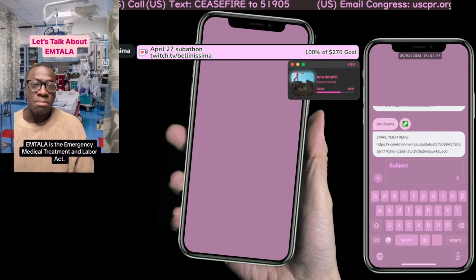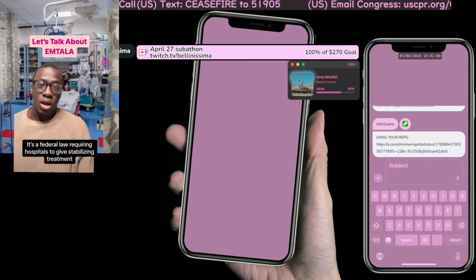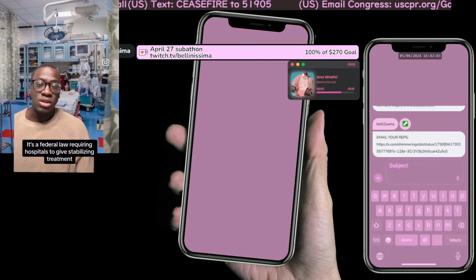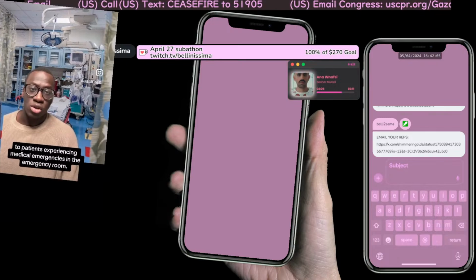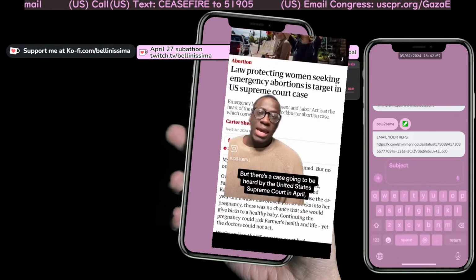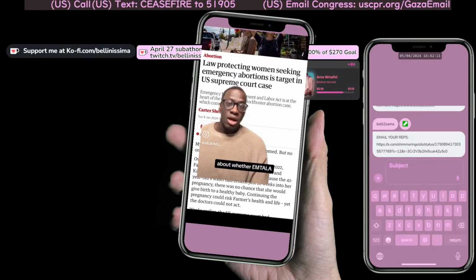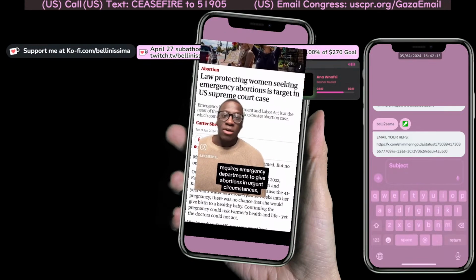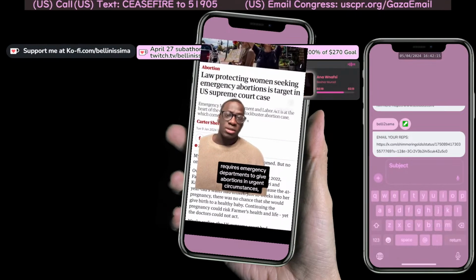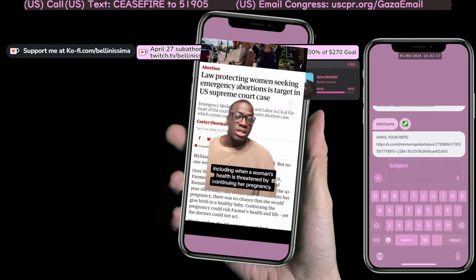EMTALA is the Emergency Medical Treatment and Labor Act. It's a federal law requiring hospitals to give stabilizing treatment to patients experiencing medical emergencies in the emergency room. But there's a case going to be heard by the United States Supreme Court in April about whether EMTALA requires emergency departments to give abortions in urgent circumstances, including when a woman's health is threatened by continuing her pregnancy.